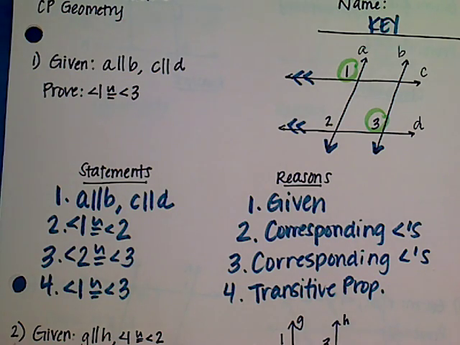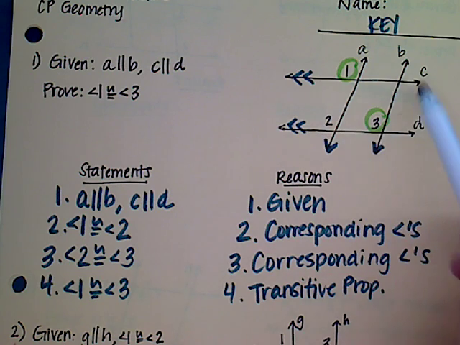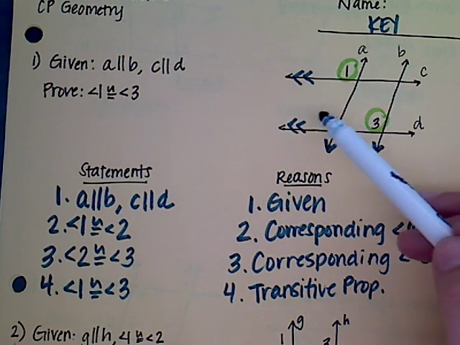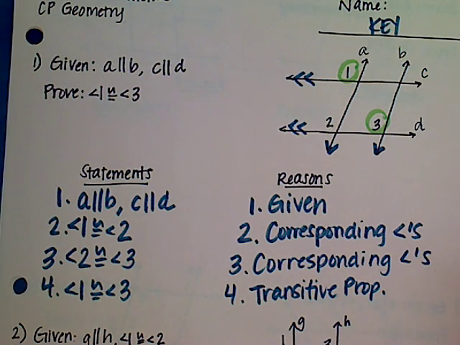On a proof like this, it really helps to think, before you even start writing steps, how would I even know that 1's congruent to 3? And maybe you'll come up with the idea that 1's congruent to 2 and 2's congruent to 3. So you know that those are the steps you're going to have to follow in your proof.